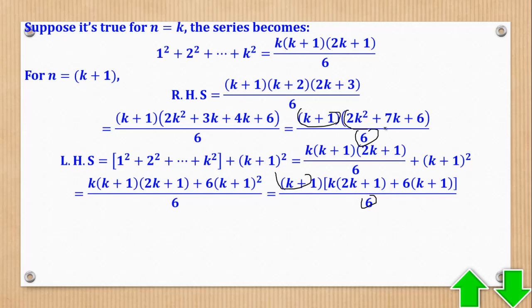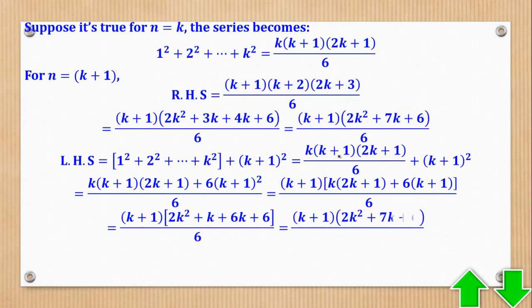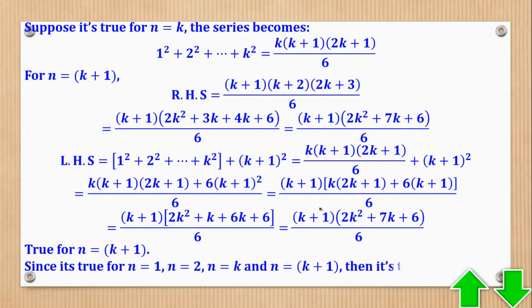So my aim is to expand this bracket and see if it is similar to this. So let me do that. Expand this to give you this, collect like terms to give you that. If you realize the whole of this is the same as this, so they have shown that left hand side is equal to right hand side. Then you can conclude. And that's what they wanted.